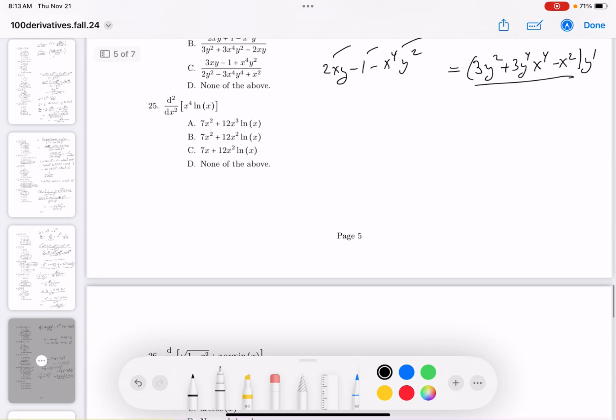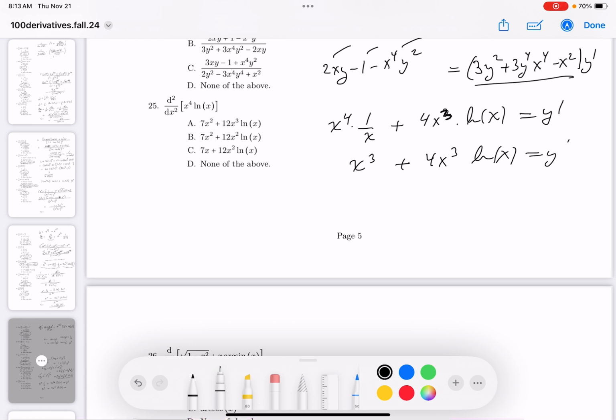All right, let me go to 25. 25's product rule. What do you get over there? x^4 times the derivative of natural log, which is 1 over x. Boy, it's like deja vu. Plus, let's see, 4x cubed times the natural log of x. That's our first derivative, by the way. I'm going to simplify it. It's going to be x cubed plus 4x cubed ln x equals y prime.